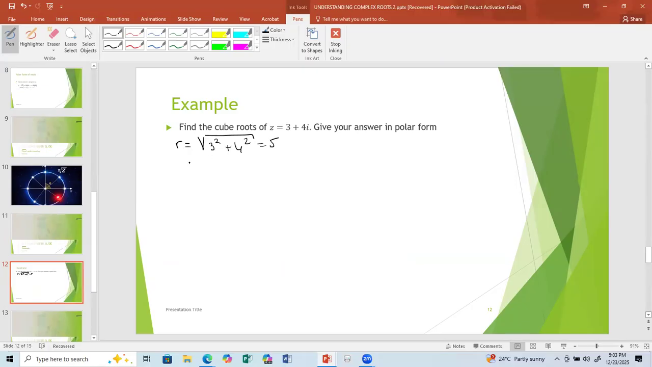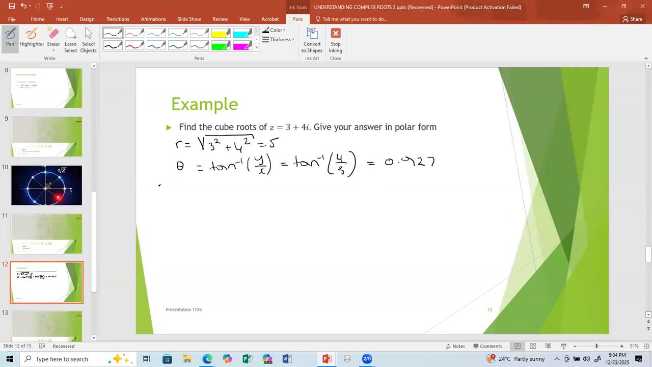is 5. We look for the angle. This complex number lies in the first quadrant, so we don't need to do any conversion or something of that nature. We'll just apply the formula arctan of y divided by x. In this case, we have arctan of 4 divided by 3, and the answer is given by 0.927 radians. Make sure your calculator is in radians to obtain the same value.